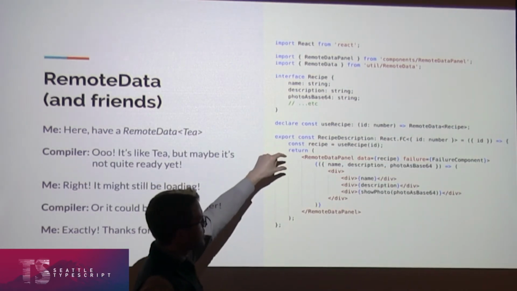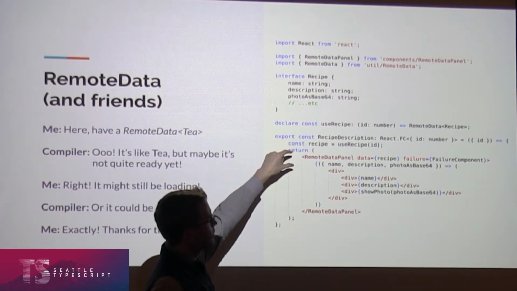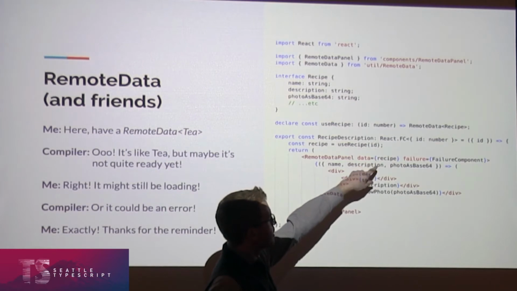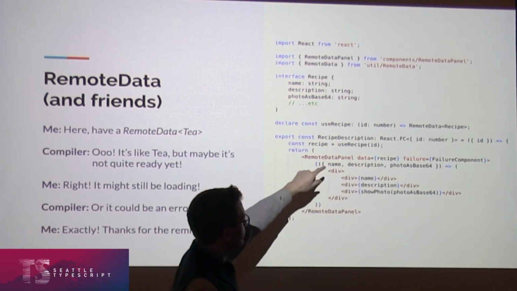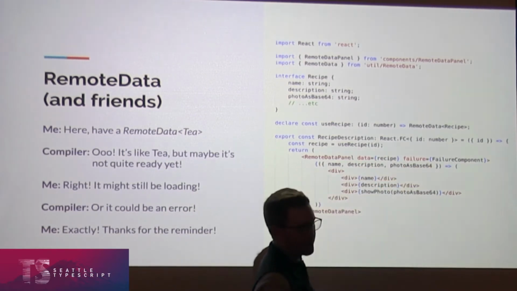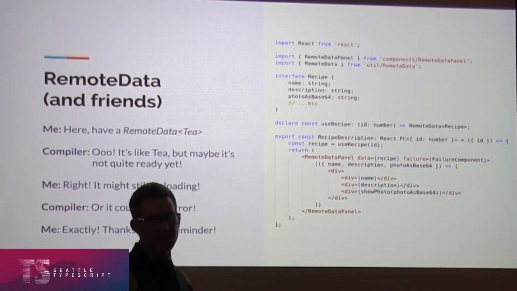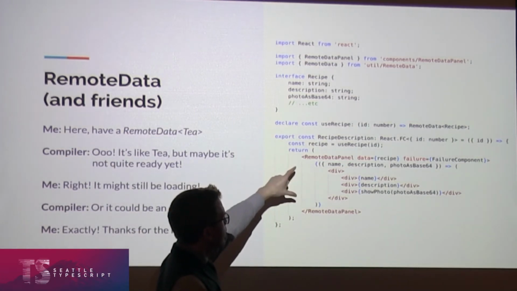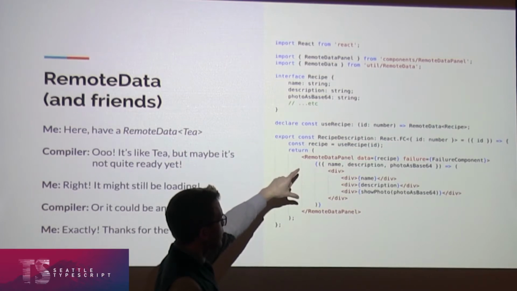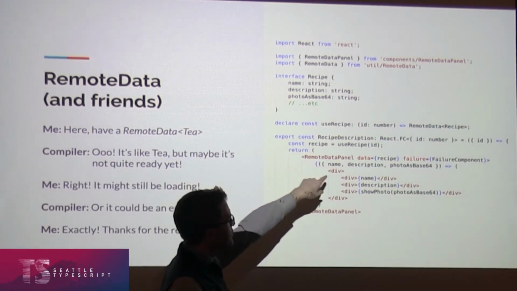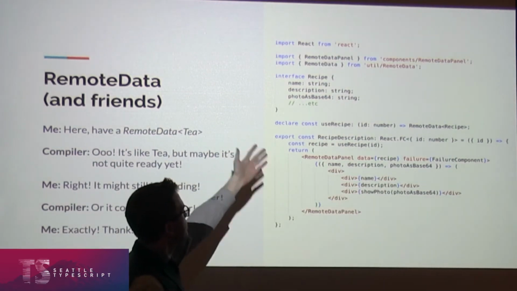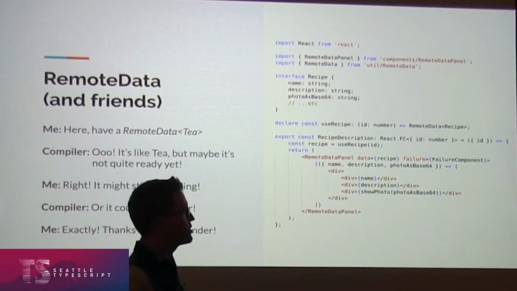Then we pass it to the remote data panel, which takes recipe as a parameter or a property. And it also takes a failure property so that we know what to display in the case where the data has attempted to be loaded and failed. And then there's a function as a child inside. And this is just destructuring. So we have the name, description, and photo as base64 properties of the recipe interface.